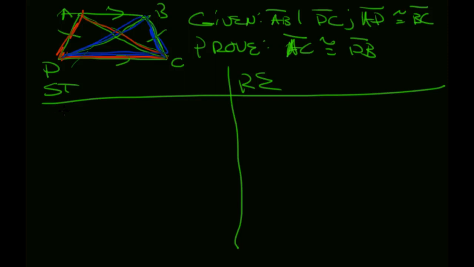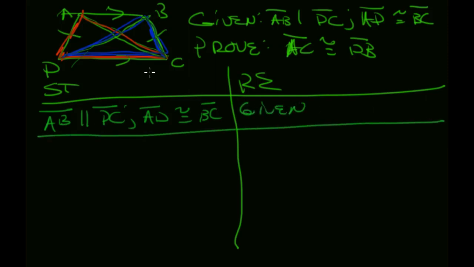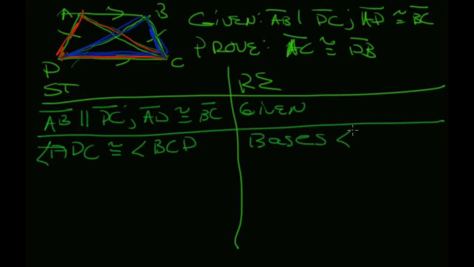Alright, so right off the bat, let's get the givens on the board. AB is parallel to DC. AD is congruent to BC. Both of those are given. I also know that I can do something with an angle here. Angle ADC is in fact congruent to angle BCD because the base angles of an isosceles trapezoid are congruent.